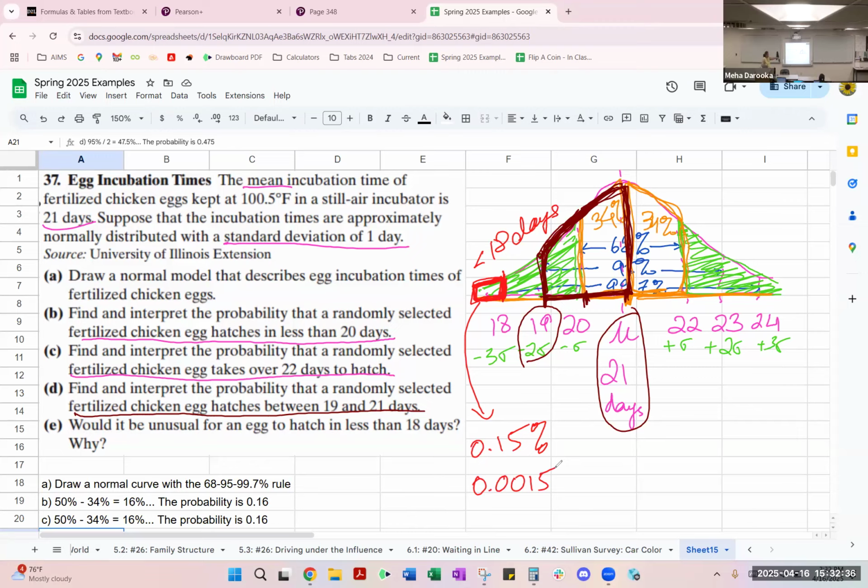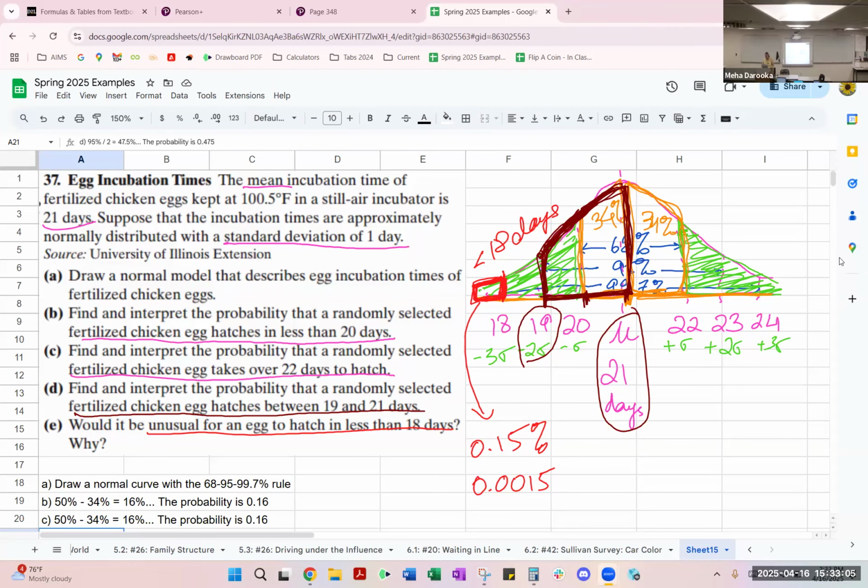So based on that probability, would we say, is it unusual for an egg to hatch in less than 18 days? Yes, it is, because that number is closer to 0 than anything else. So yeah, we would say it is unusual, because the percentage is, or the probability is very, very low that this thing will happen.